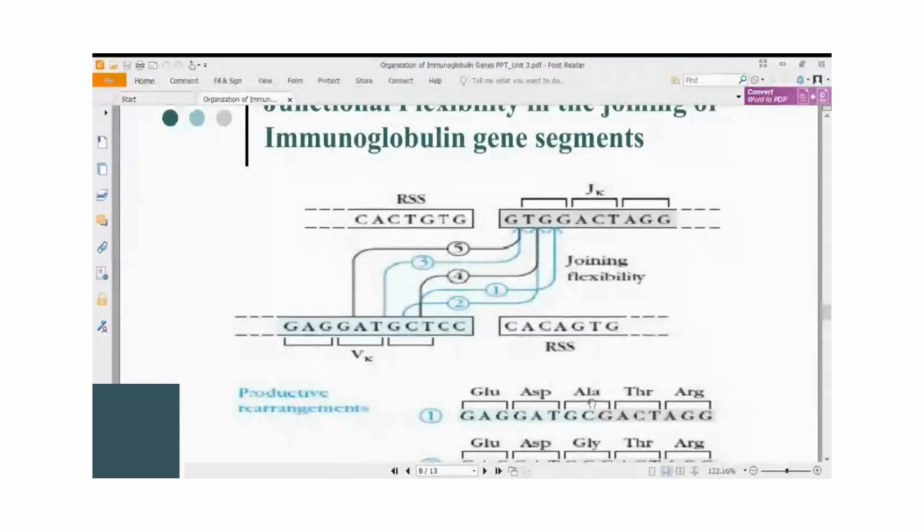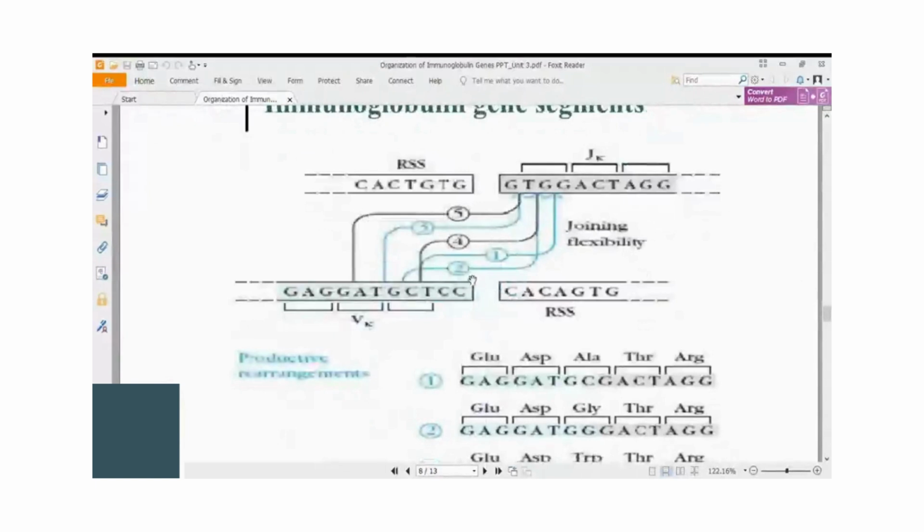So GCG represents alanine. Next will be ACT, it is there, ACT, and ACG, it is there, ACG. So this is one productive combination that codes for these amino acids. That is the first recombination. Now the second recombination, suppose the second splicing took place.